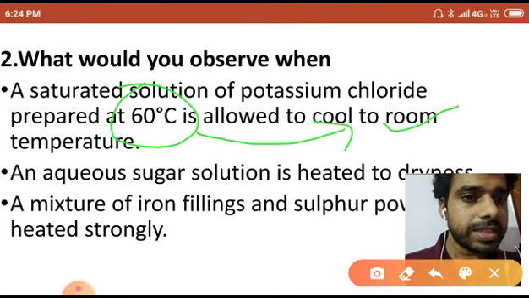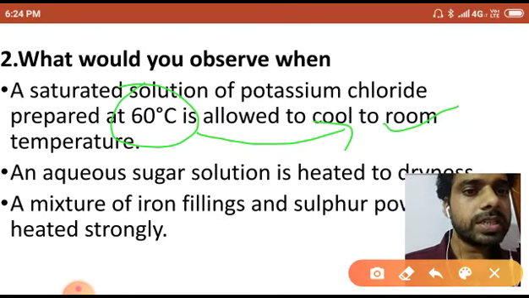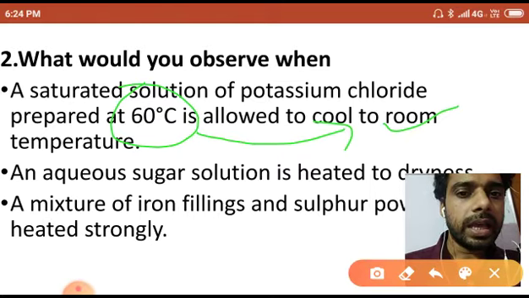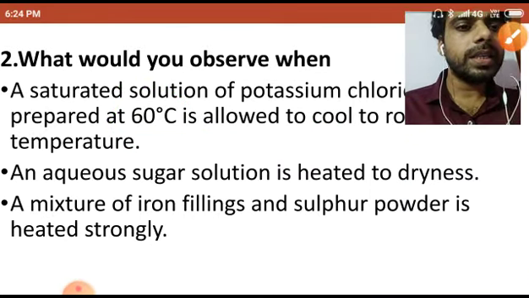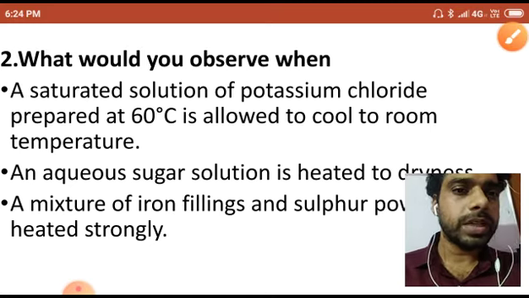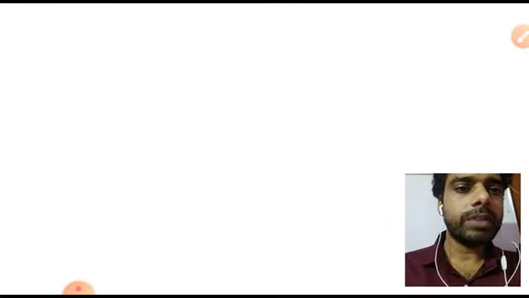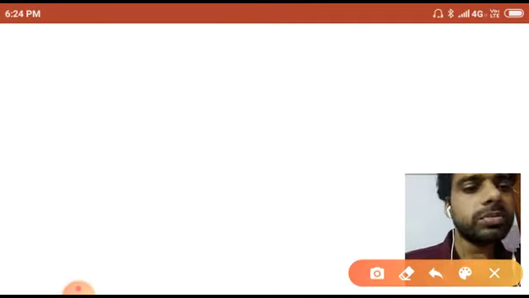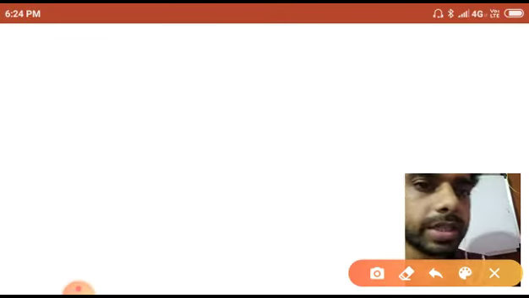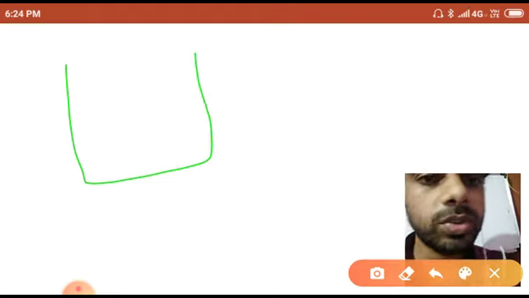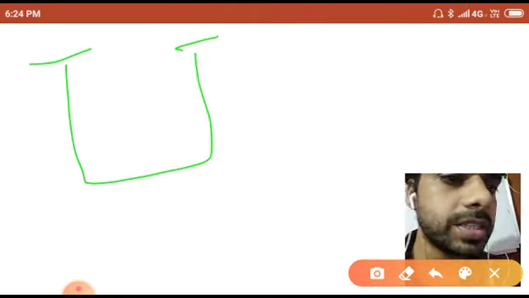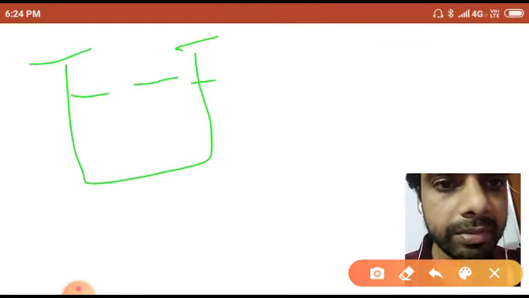The next question: an aqueous sugar solution is heated to dryness. And another: a mixture of iron filings and sulfur powder is heated strongly. So three cases are there, you can see. These are the questions I will discuss first, and then I will give you the answer for all the cases.